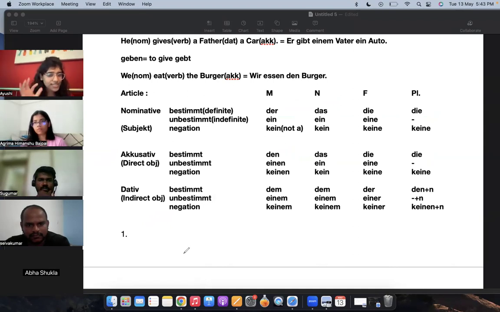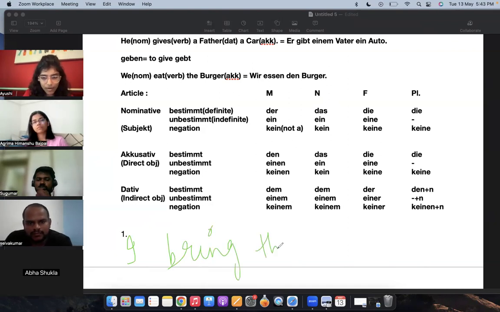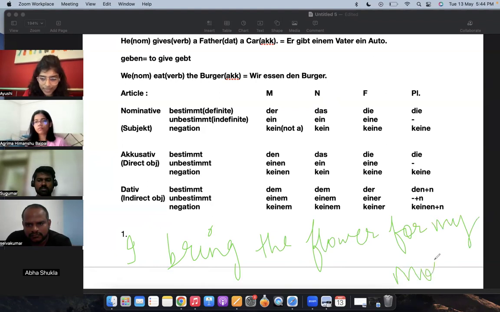When we have a single object, it's a direct object, because that object is receiving directly the action done by a subject. Now I'll give you an example of two objects. If I say, I bring the flower for my mother, in this sentence, Selva, can you tell me what is subject, what is object, how many objects we have? I is the subject. I bring, bring is the verb.